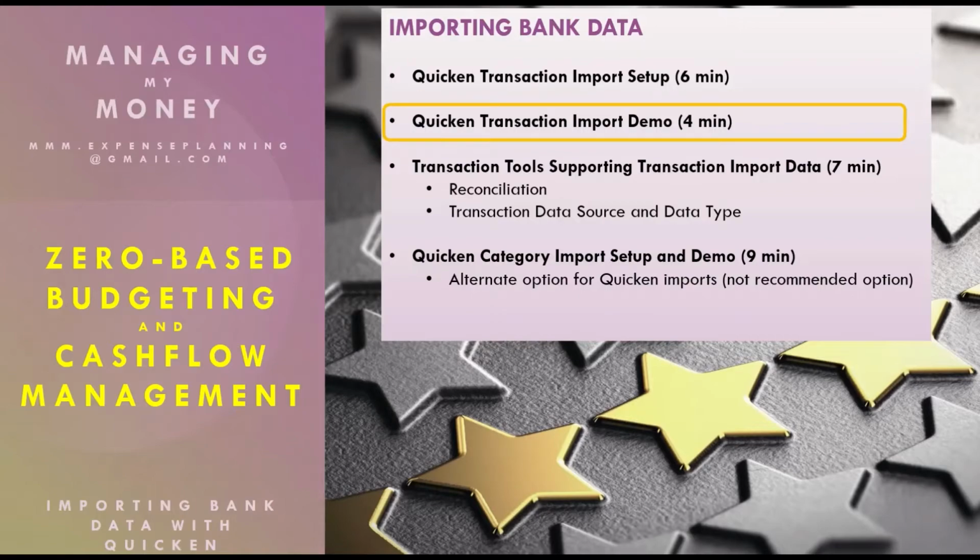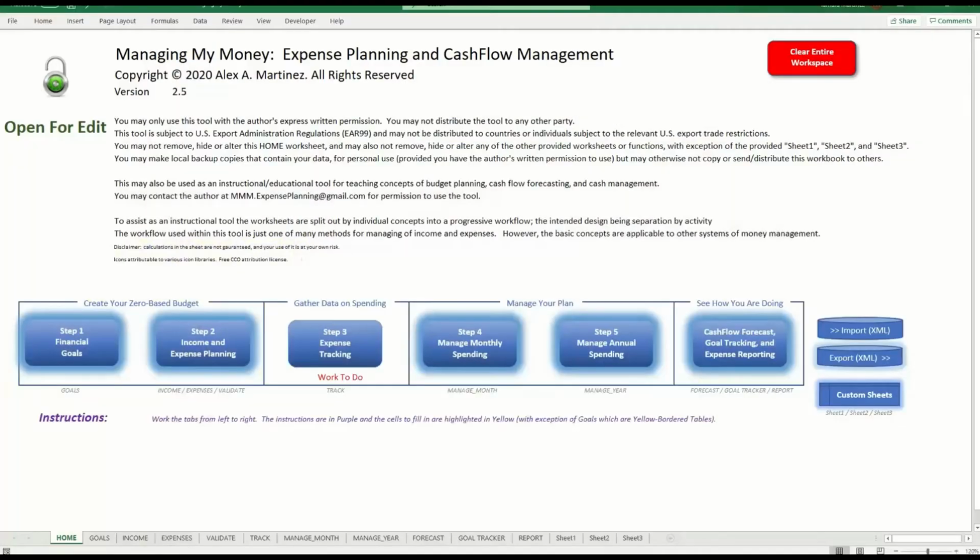So let's jump to the tool, and you'll see that on the first set of videos we talked about creating your zero-based budget. And then on the last video we talked about the track sheet and how to gather data and manually enter data into your sheet. We're going to go a step further this time and talk about how to import the data from your bank and credit card accounts into the track sheet.